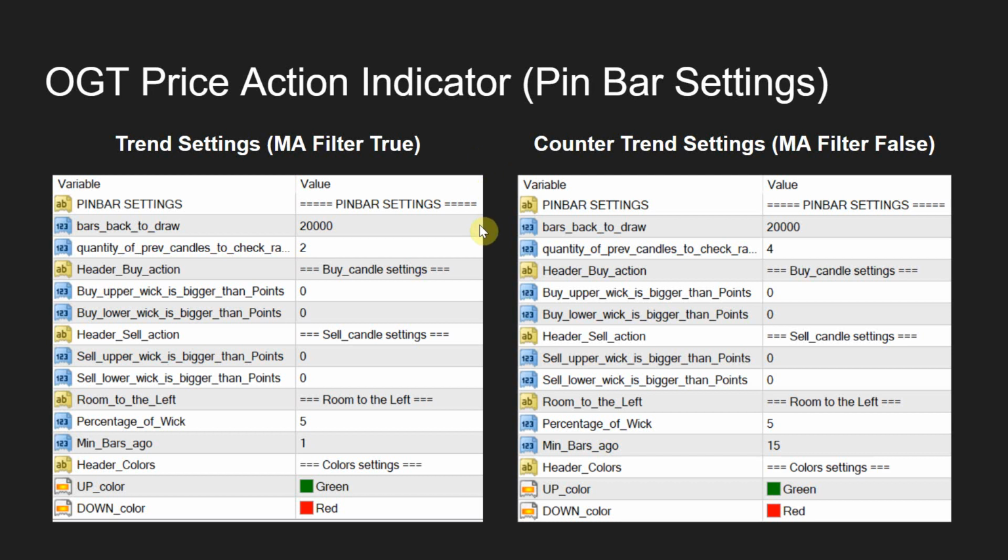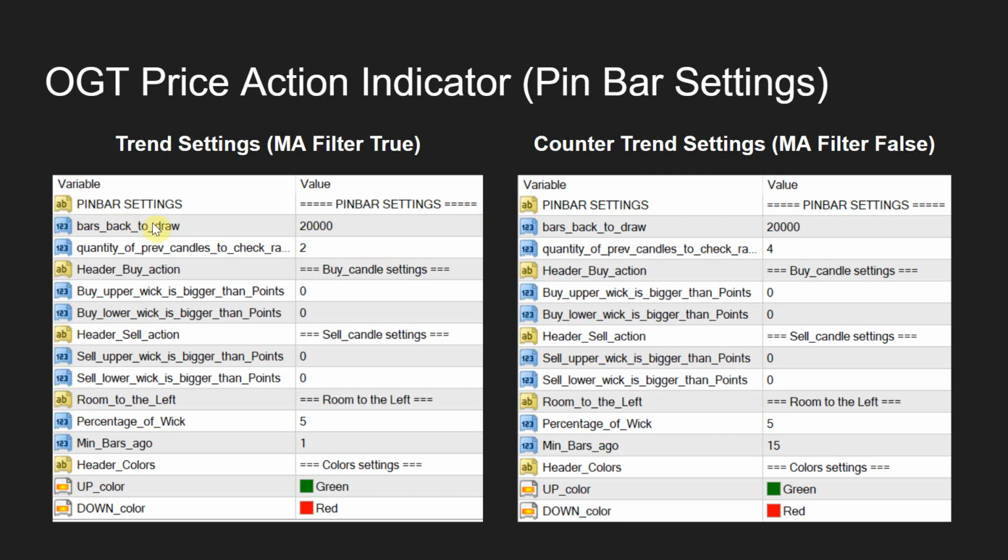The way you set that up, as I went through in part 1, is in the global settings. There is an MA filter section where it will only show signals when you are in a trend, and it does that through a selection of exponential moving averages. I go into that all in part 1.